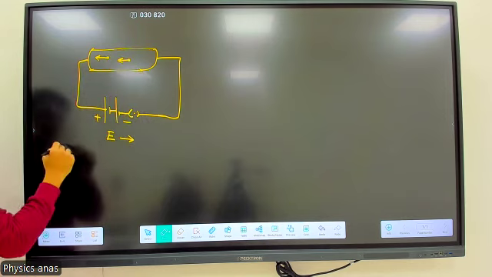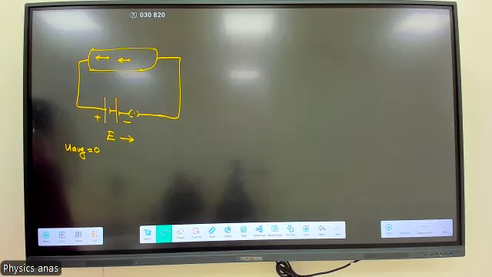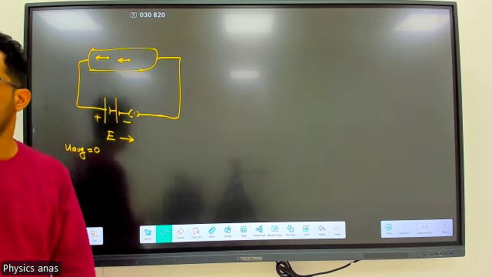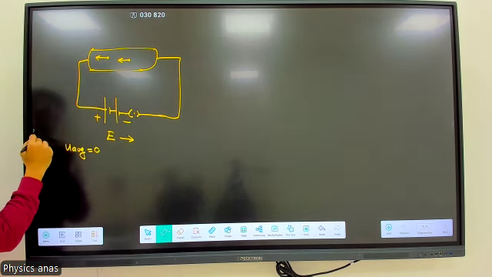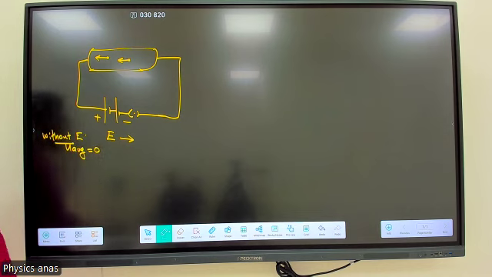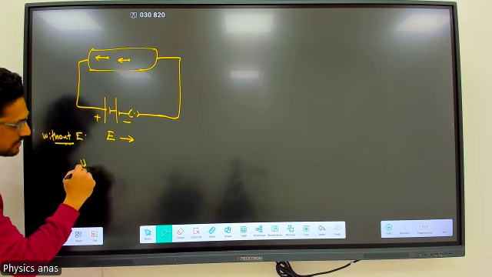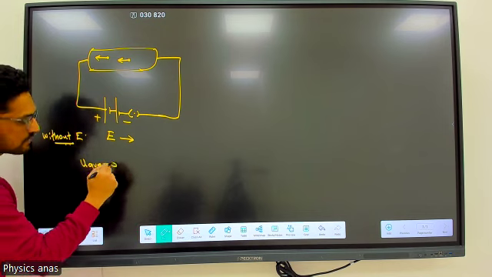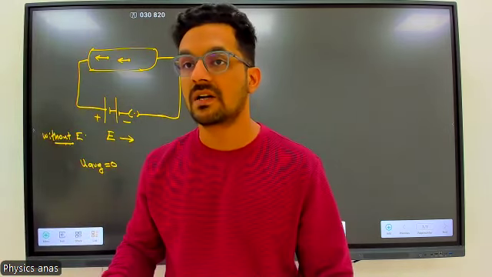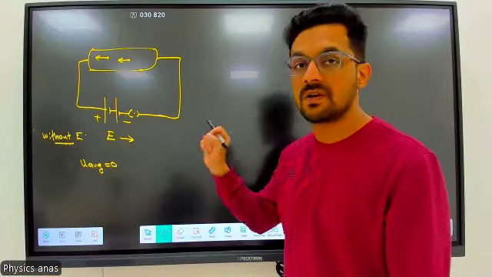Now, what is the average velocity of electrons? Without electric field, the average velocity of electrons will be zero. Why is it zero? If there is no electric field, electrons will be in random motion.